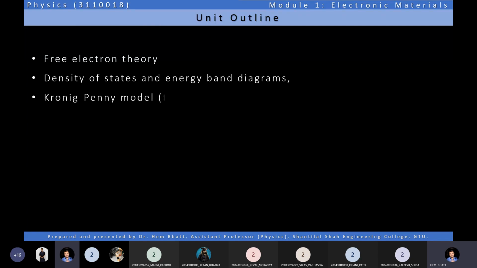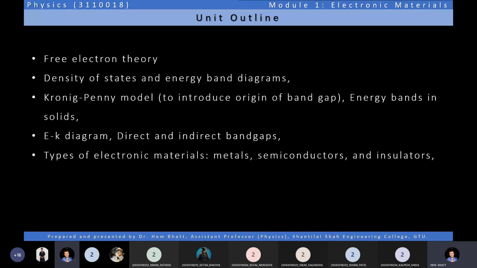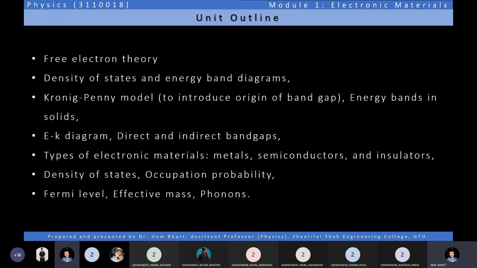As usual, we'll start with the outline of the unit and then we'll have a very quick revision of what we have done so far. These are the topics of your unit. Electronic materials, your first unit has these many topics. How much we have done so far?